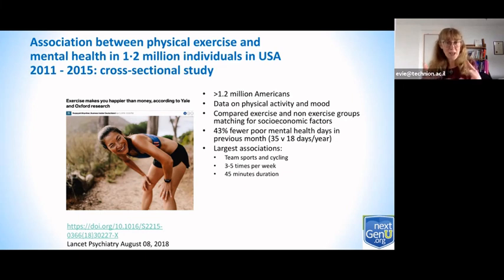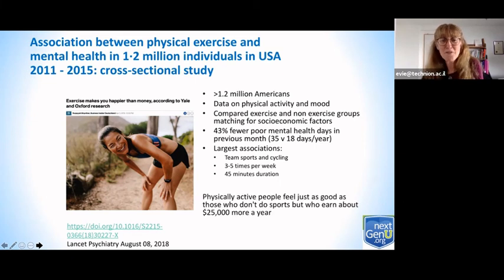So it may be that actually, seeing other people and being part of a team, not surprisingly, maybe has a positive effect as well. But this was the fact at the end of this paper that I really liked, because it said people who are physically active feel just as good as those who don't do sports, but who earn about $25,000 more a year. So just think about that. If you become physically active, you're going to feel as good as if somebody gave you a present of a salary increase of $25,000 more a year. So I'm going to leave you to think on that one.